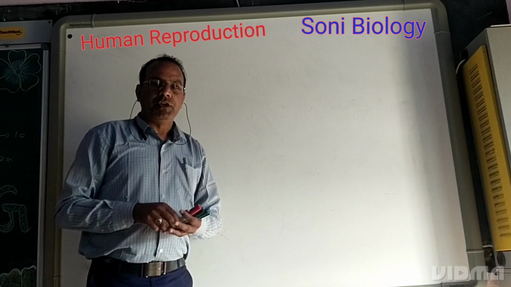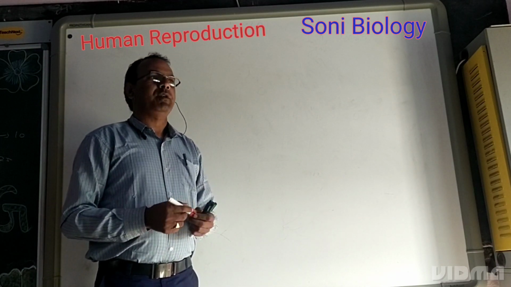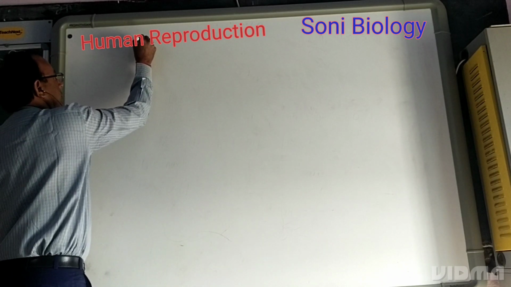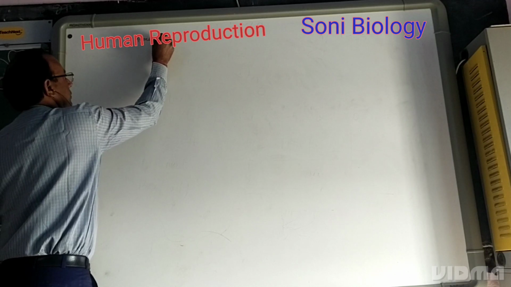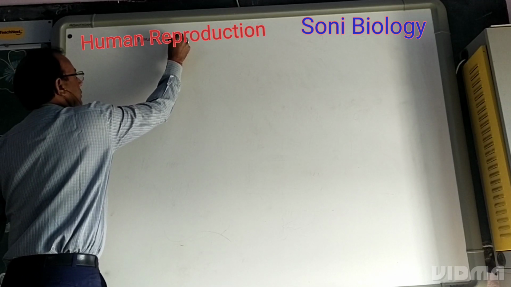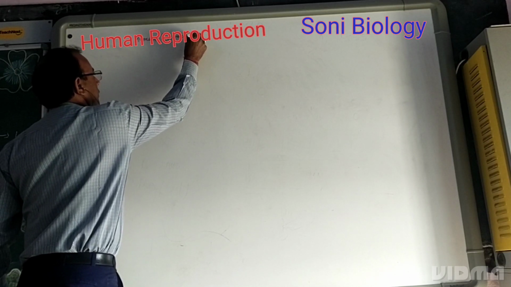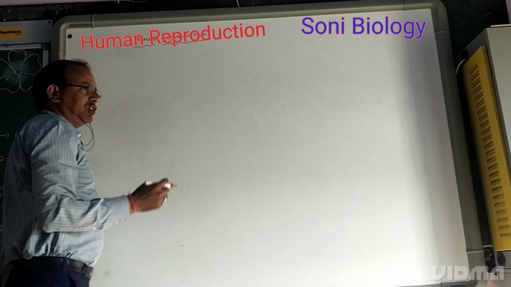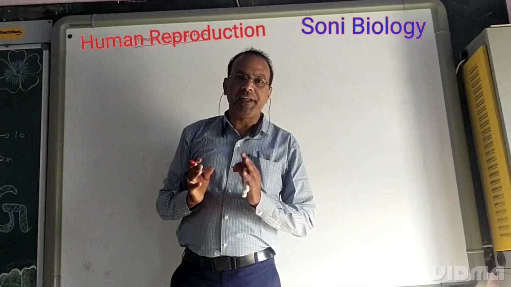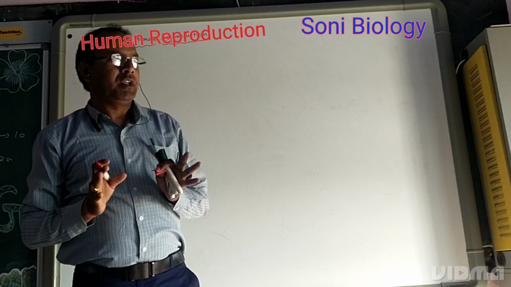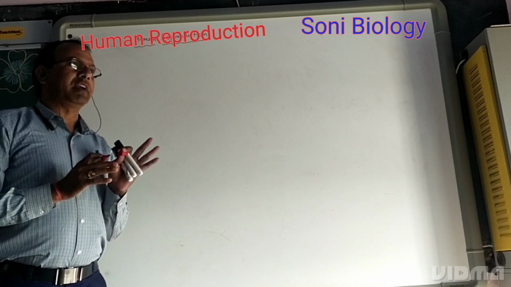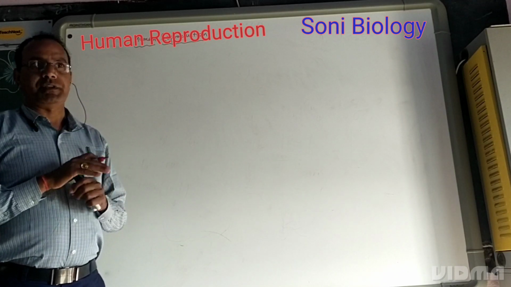Hello students, today we are going to start a new chapter of plus 2 biology, human reproduction. Reproduction is the process by which any organism maintains the continuity of life. How can reproduction take place in human beings? In this chapter we will discuss all these topics.